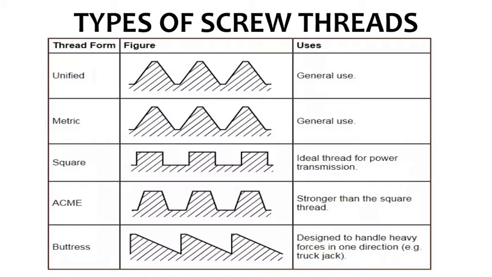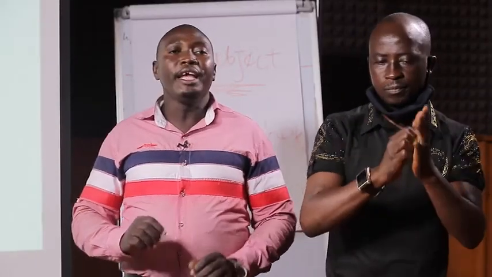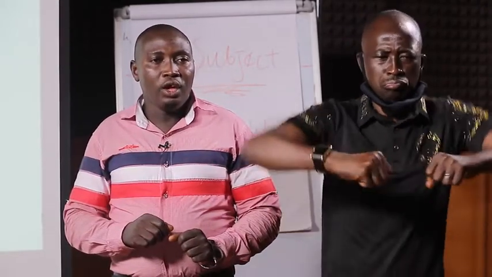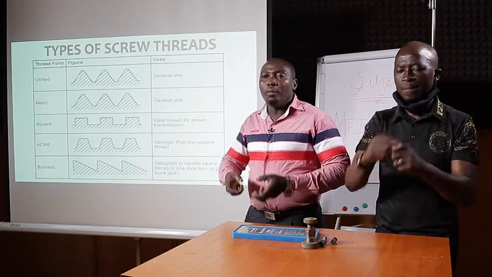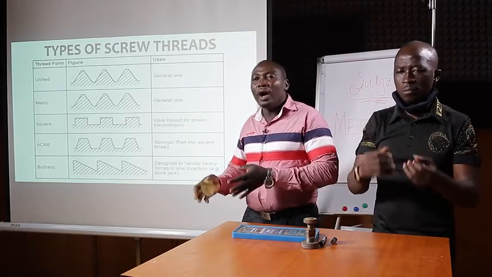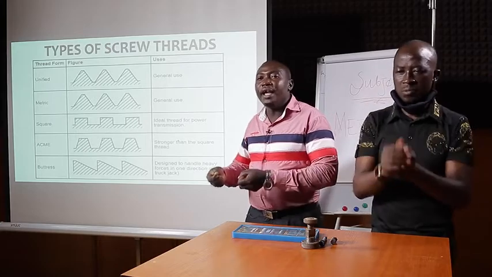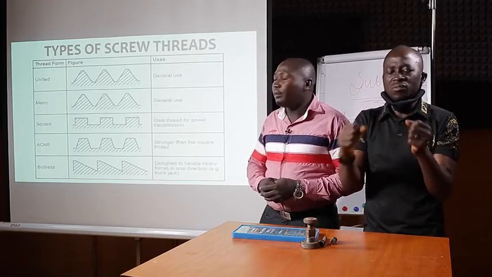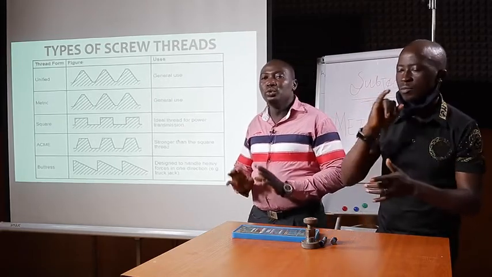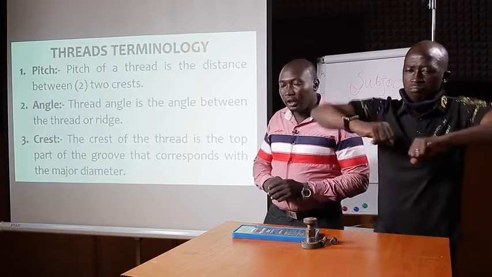Then we have the last one, which is the buttress. The buttress is designed to handle heavy forces in one direction. An example of that can be found in a truck jack. We know that a jack is made to carry a vehicle up or to lift it up. Now we have the one that is meant for the truck, because trucks are heavier than the normal vehicle. So this buttress thread is mainly used on truck jacks.